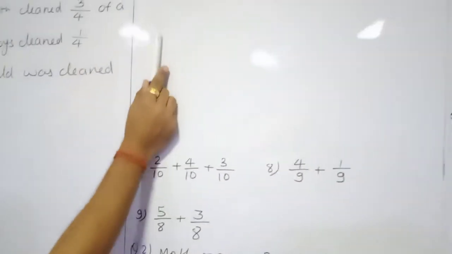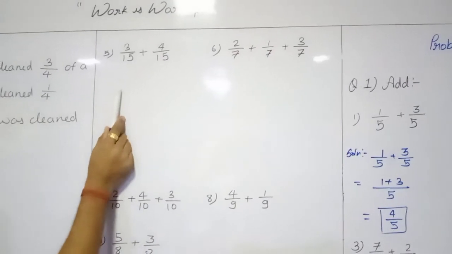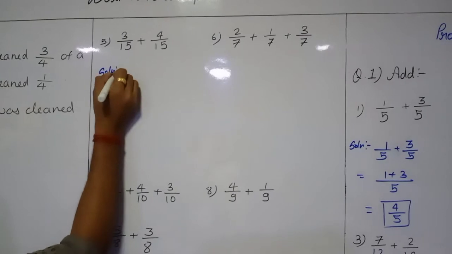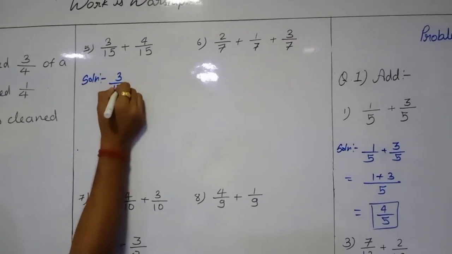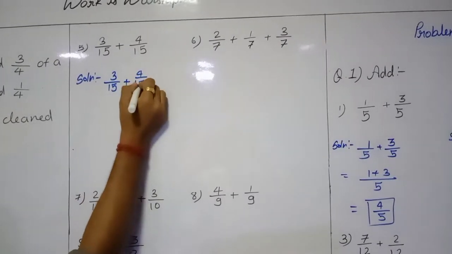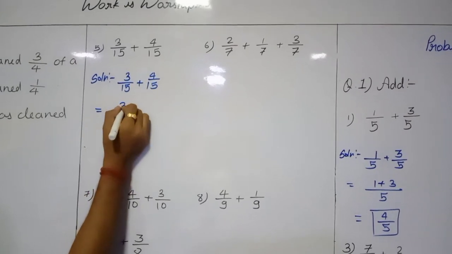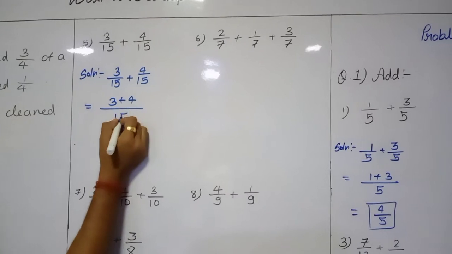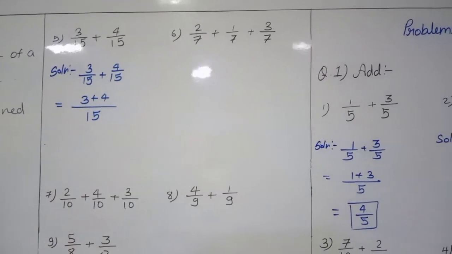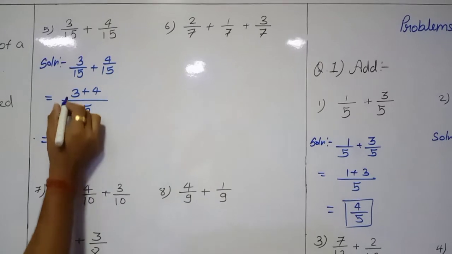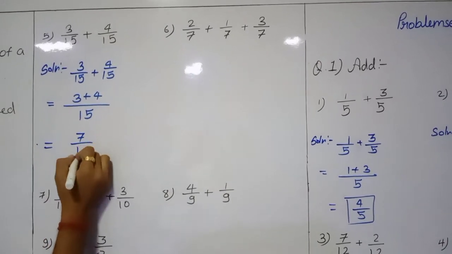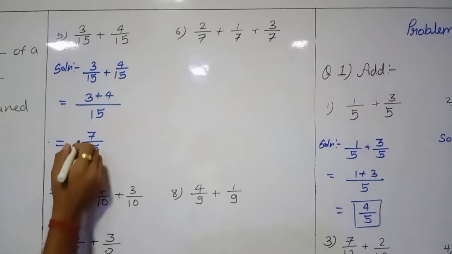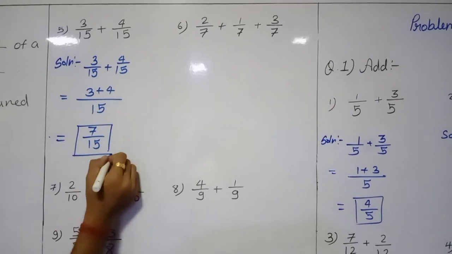The next sum is sum number 5. 3 upon 15 and 4 upon 15. Let's start. Again 3 upon 15 plus 4 upon 15. What do we have to do? Do the addition of numerators. We have 3 plus 4. The denominator is common, so we took 15. It will become 3 plus 4, 7 upon 15. Is it possible to do the cancellations? No. So it will become the answer.